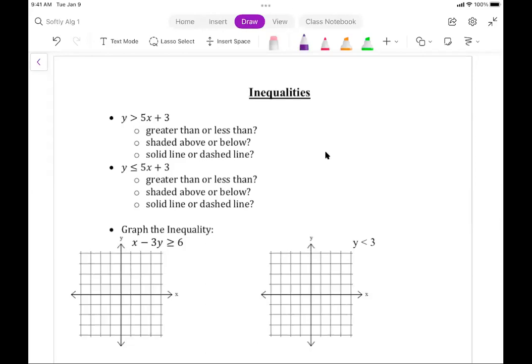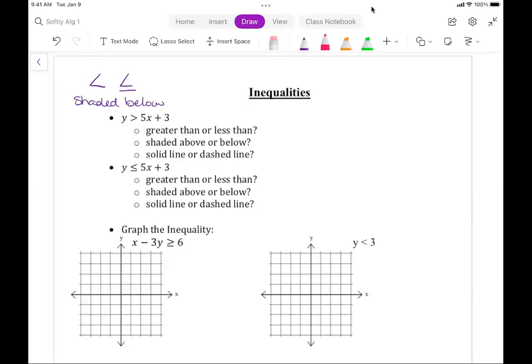All right, so what we're going to do now is look at inequalities. Before we start, I need you to remember a few things about inequalities. If I have the less than or equal to symbol, this would be shaded below because it's less than. So you need to remember that. Less than, below, less than, lower, etc.